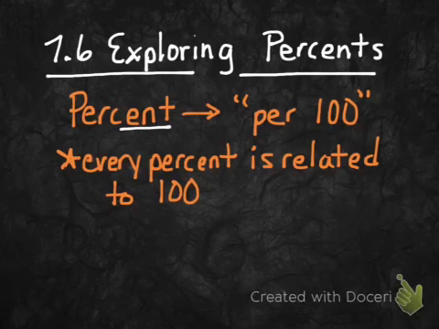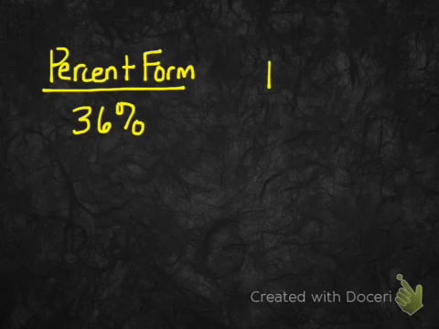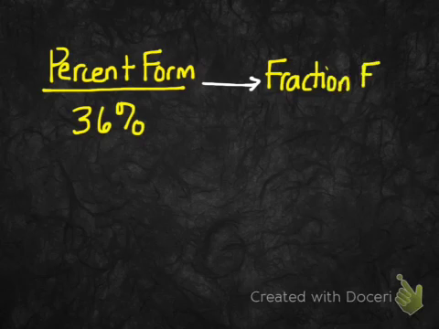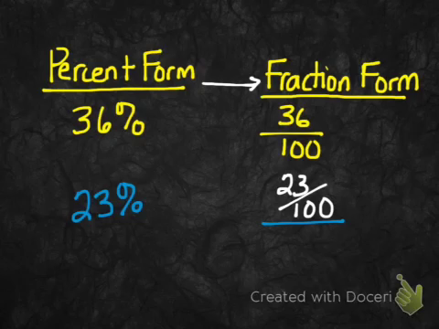And here is what it kind of looks like. We're going to look at the percent itself, and then putting it back into its fraction form, okay? So the percent form to the fraction form. So if we have 36%, that's the same as 36 over 100. And if we had 23%, what would the fraction form be? Yeah, over 100. You always put the percent over 100. It is always going to be a fraction over 100, no matter what.